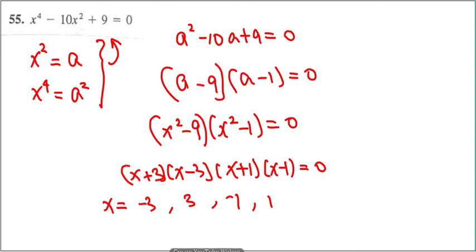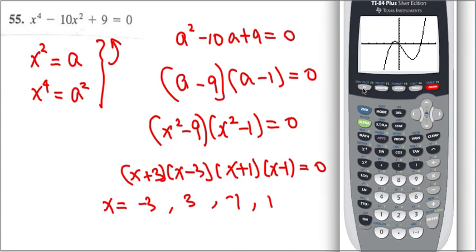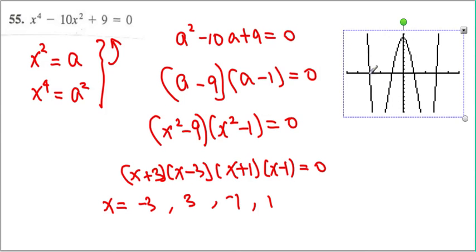To check with our graphing calculator, I'm going to clear that, and enter x to the fourth power minus 10x squared plus 9. And let's see what we end up getting. As you can see, we have negative 3, positive 3, you can see that right over there, and negative 1 and positive 1. Therefore, those become our answer.